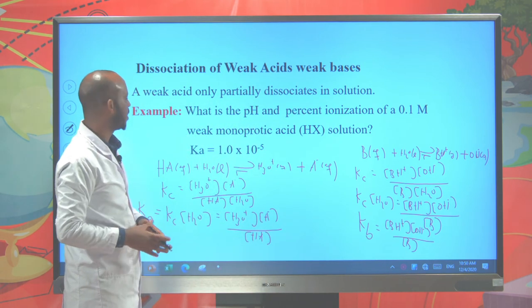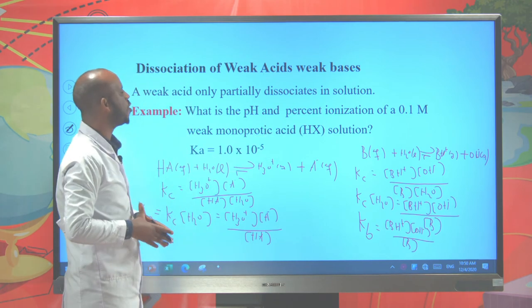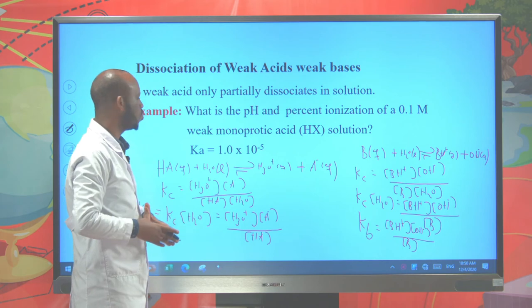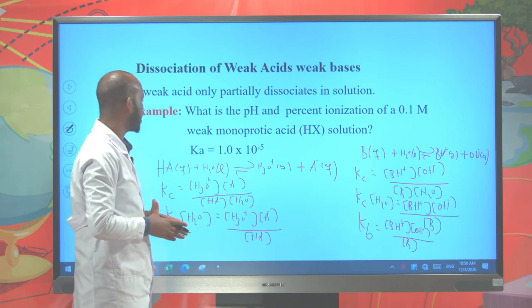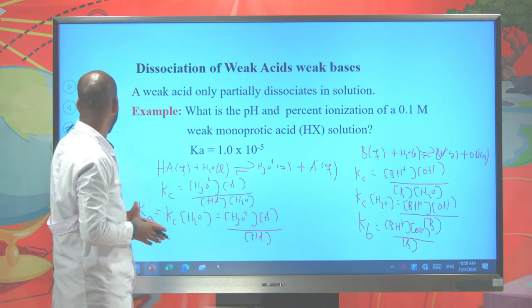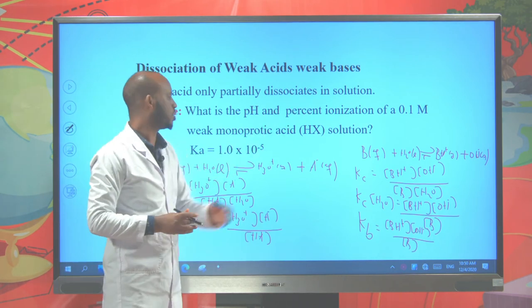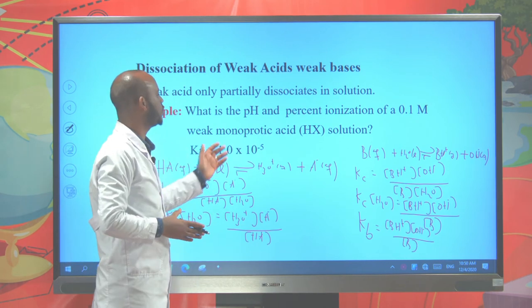For example, what is the pH and percent ionization of a 0.1 molar weak monoprotic acid HX solution? The dissociation constant of this acid is 1 times 10 raised to minus 5. You are asked to calculate the percent ionization and pH of this solution.